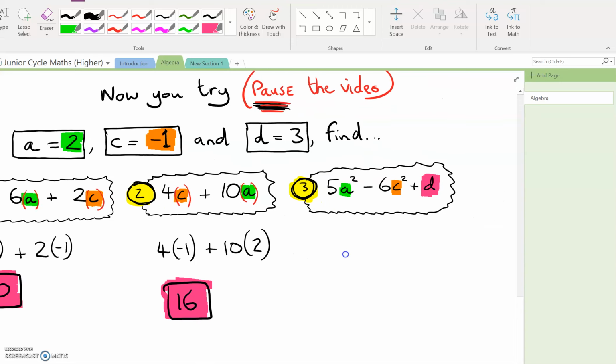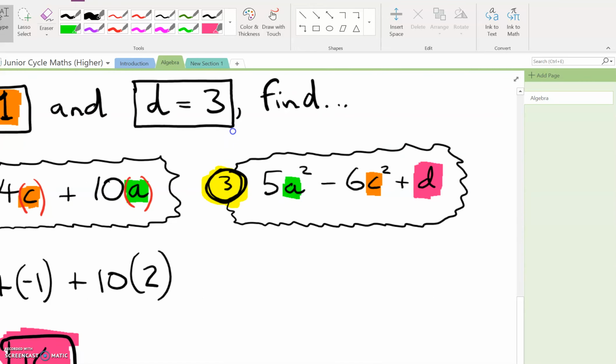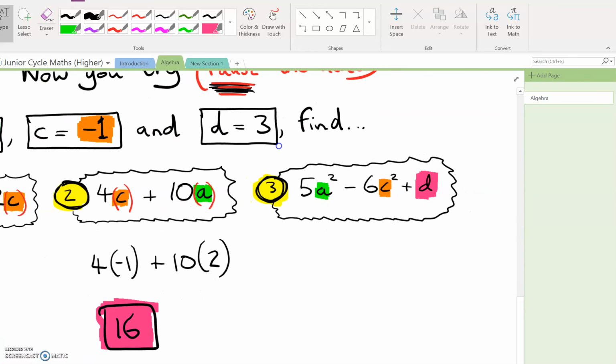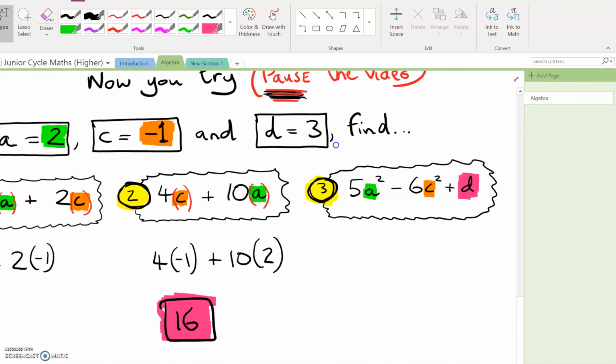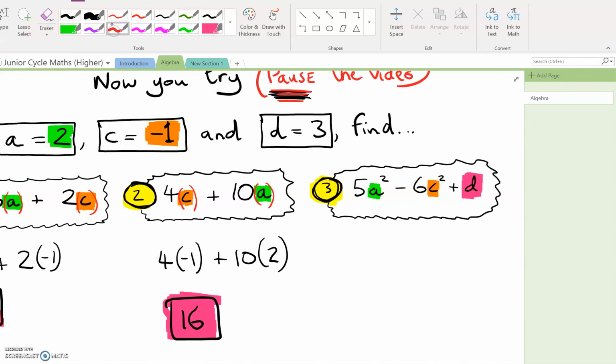Now the last one. This one over here. Probably the hardest of the whole lot. Let's see how we get on at this one. This is going to be tricky. Step 1. Put brackets around the letters. Just the letters, remember. Don't put them around those squares. Step 2. Take the letters out. Now that squared is still there. And that squared is still there. Step 3. Put the numbers in.